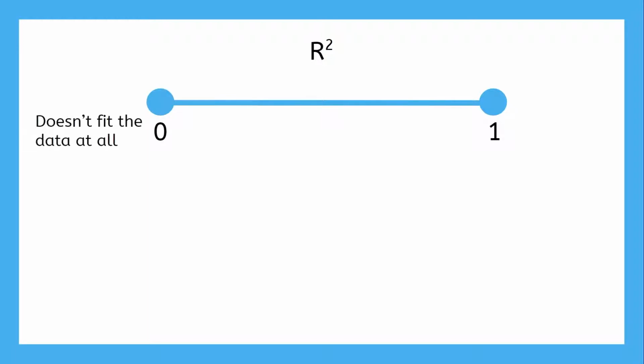A 0 means that the line or curve doesn't fit the data at all, and you shouldn't use that regression. While a 1 means the line or curve fits the data perfectly. In fact, if r² is 1, that means you didn't even need regression. You could have found the function yourself. But most r² values fall somewhere in between.